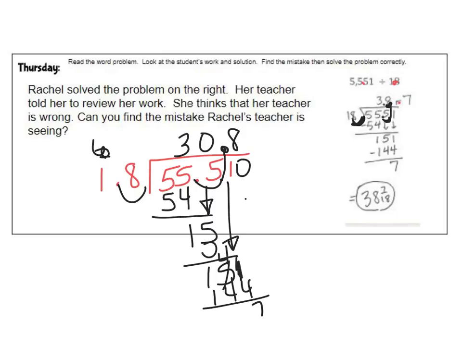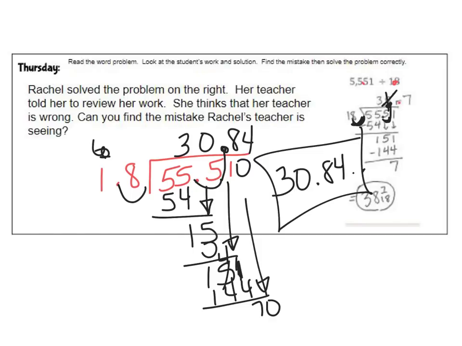So if we wanted to continue dividing, we could continue dividing, but if you notice here, she did put the decimal in the wrong place, and even her division is wrong, sorry. So your answer should have been 30.84, and it continues on. So her mistake was to not move the decimal in the divisor.